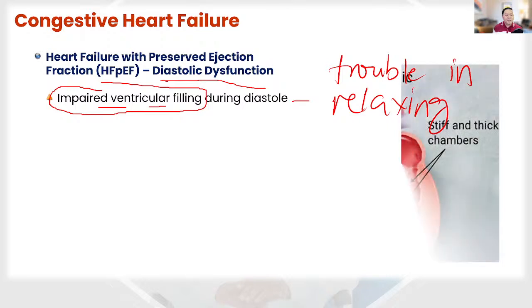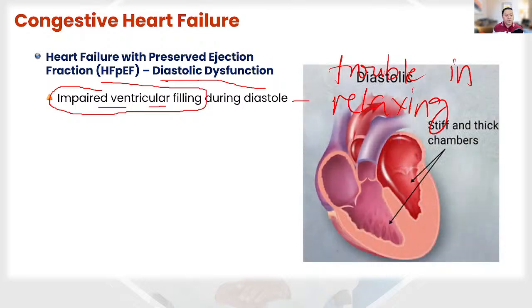Now, all right, so here we go. Let me just erase this real quick. So the diastolic type of heart failure is caused by its inability to relax during the diastolic phase. The chambers will become thick and they become stiff as well.